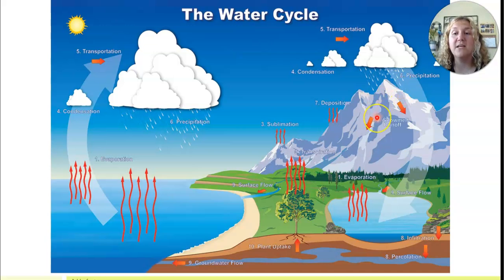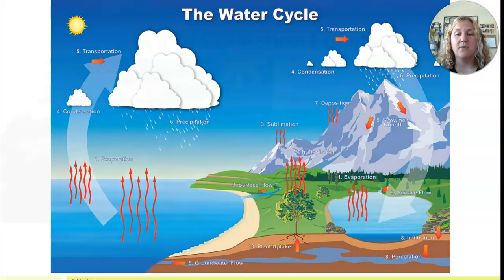When it does start melting, we will have rivers transporting water, and that's another collection site. And these rivers will sometimes lead to the ocean, they will sometimes lead to a lake, and they will also sometimes percolate down through the soil and become groundwater to be used at a later date.